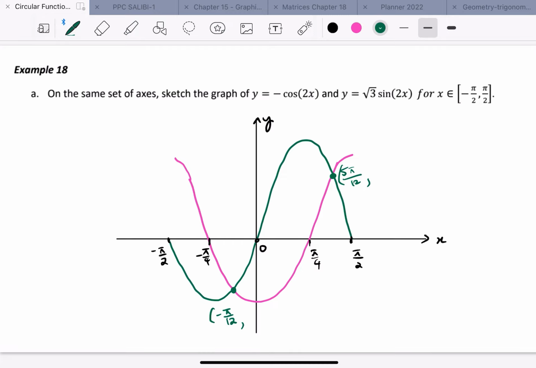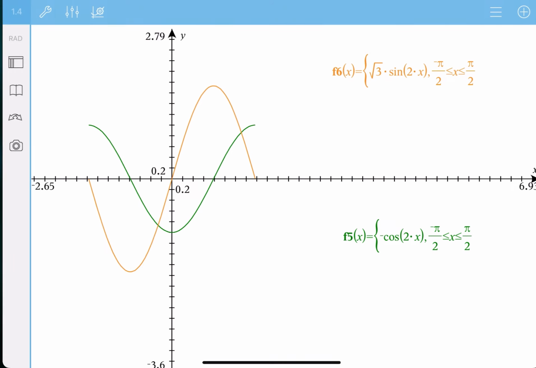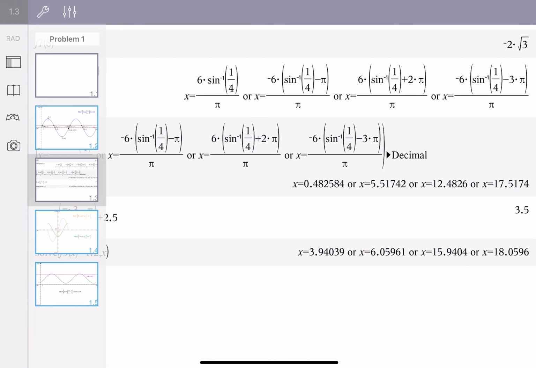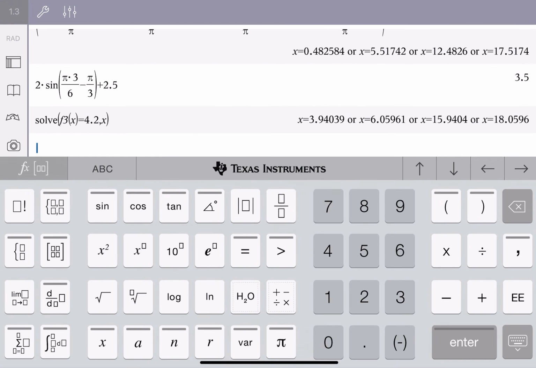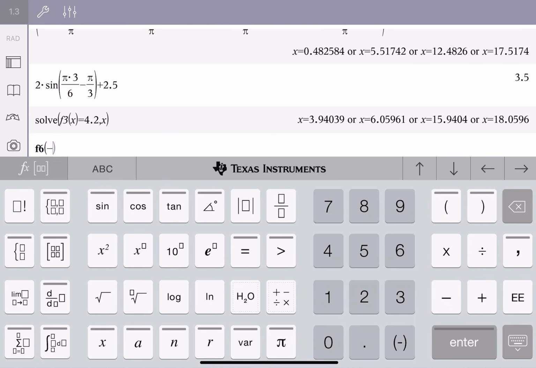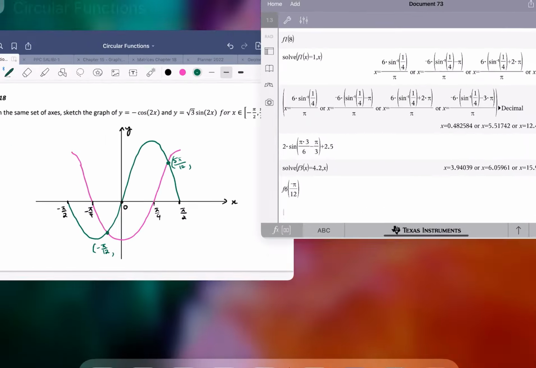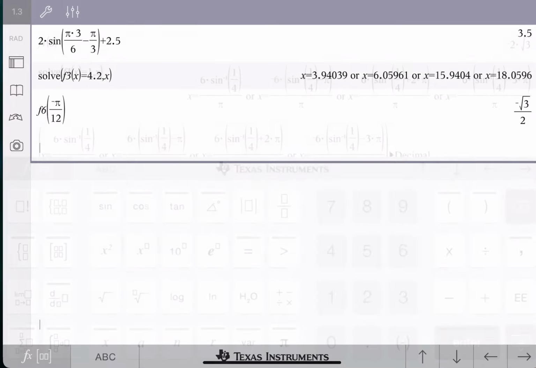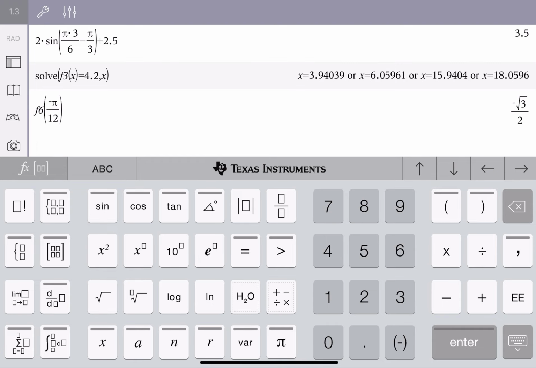Of course, we also need our y values, so we can input that into either graph that we've solved for. So I'm using f of 6, for example. I'll go to my calculator page, and I'll go f of 6 of my first solution, so that was negative pi on 12, and I can see the corresponding value is negative root 3 on 2. And then for the second one, I can do the exact same thing.